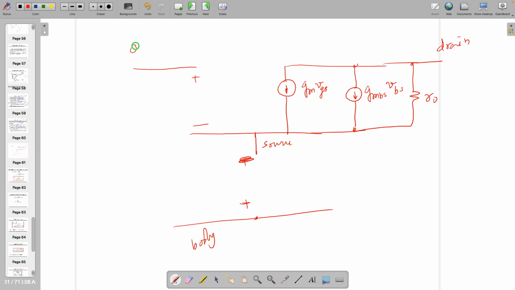So that's the complete small signal model, which is at low frequency and with the small amplitude, right? So now, can you tell me what is the resistance looking into gate?